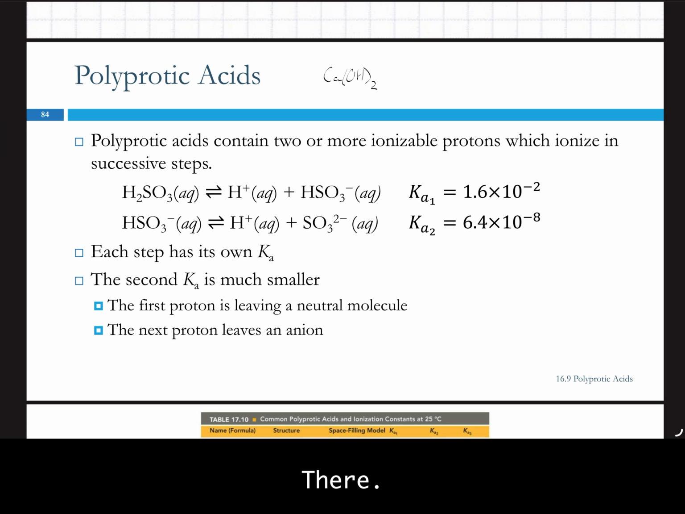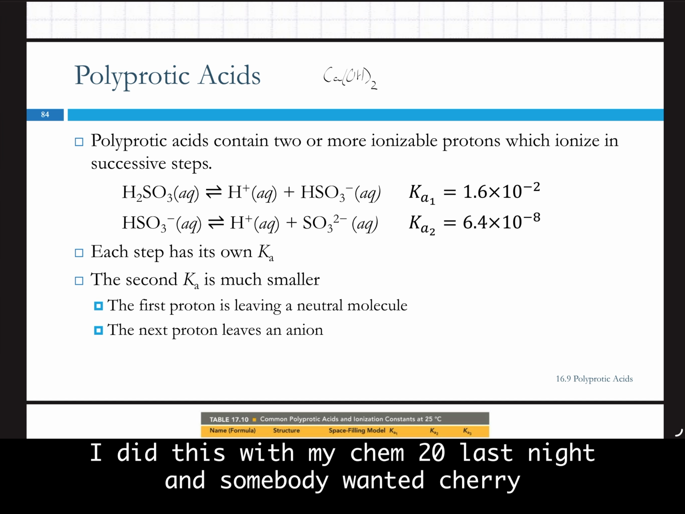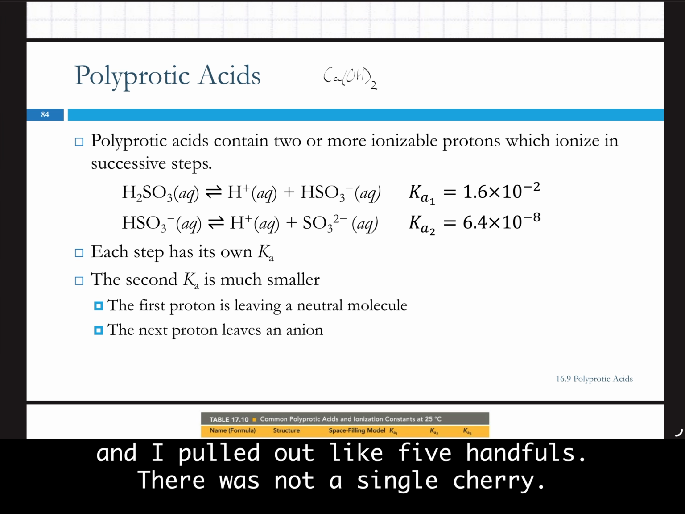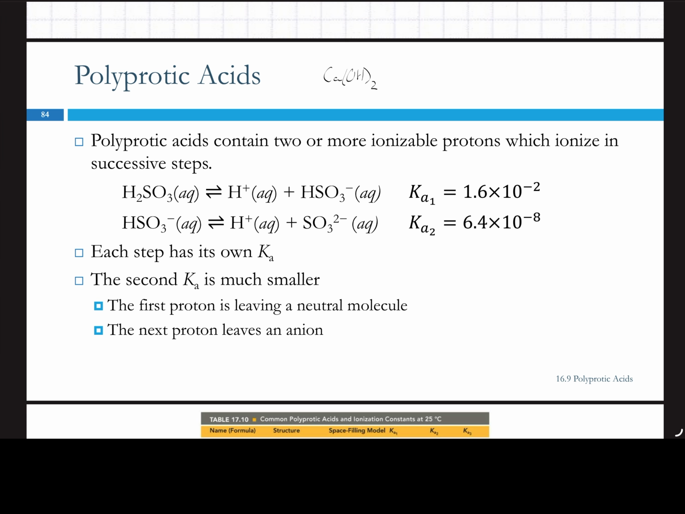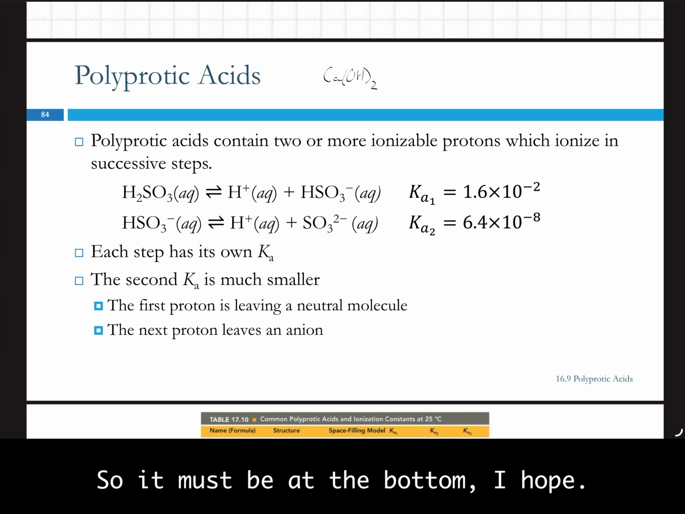Flavor? So, oh, here's grape. I did this with my Chem 20 last night, and somebody wanted cherry, and I pulled out like 5 handfuls. There was not a single cherry. So they must be at the bottom, I hope.